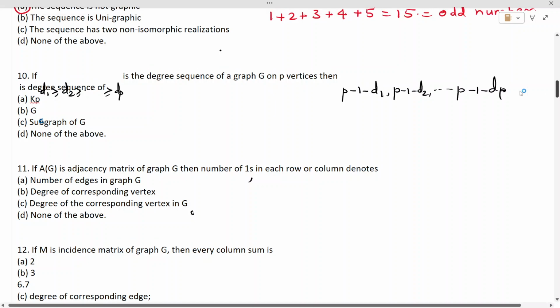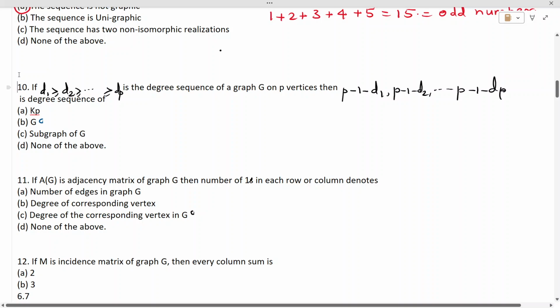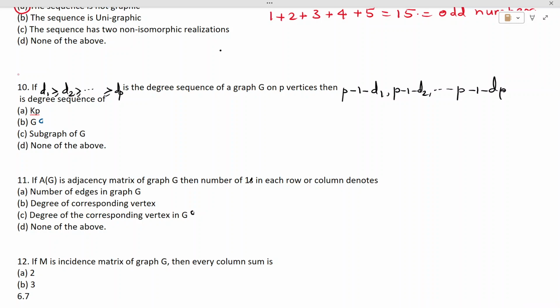Next is: if D1 greater than or equal to D2 and so on, DP is a degree sequence of graph G on P vertices, then P minus 1 minus D1, P minus 1 minus D2 and so on, P minus 1 minus DP is a degree sequence of KP. KP means complete graph on P vertices. Every vertex in a complete graph has degree P minus 1. So KP has the degree sequence P minus 1, P minus 1 and so on, P minus 1, P times. So the first option is an incorrect option.